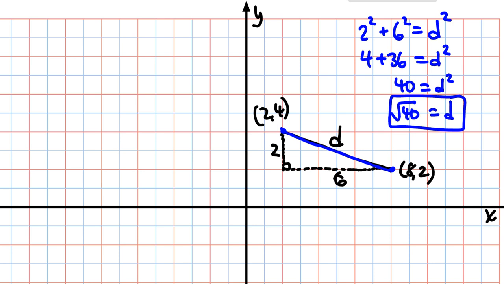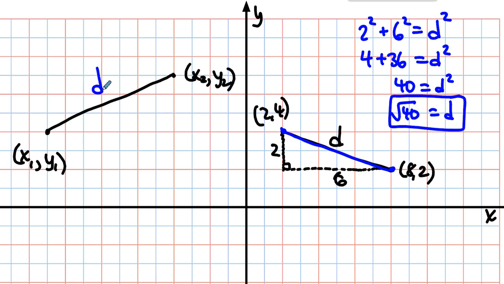Yeah, but what if we want to be generic? What if we want a generic point x1, y1, and a generic point x2, y2, and we want the length of that segment? What happens if we want the distance of a generic segment? Well, I argue that it's the same thing. It's exactly the same thing. We make a right triangle and we count.